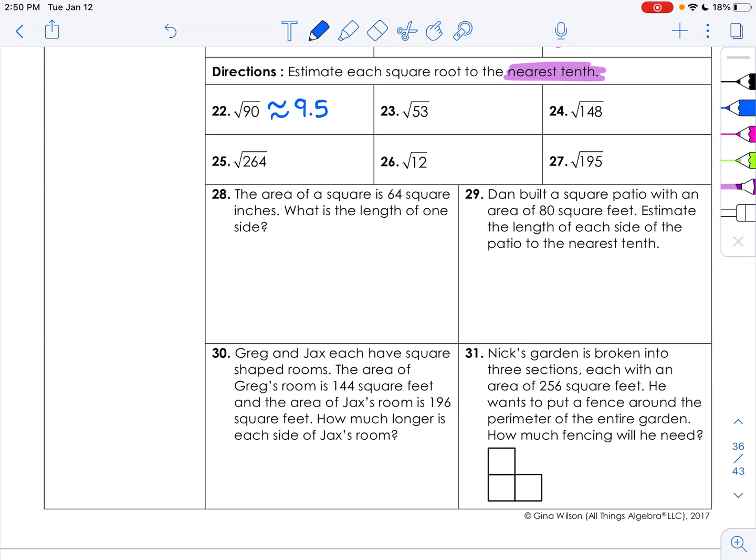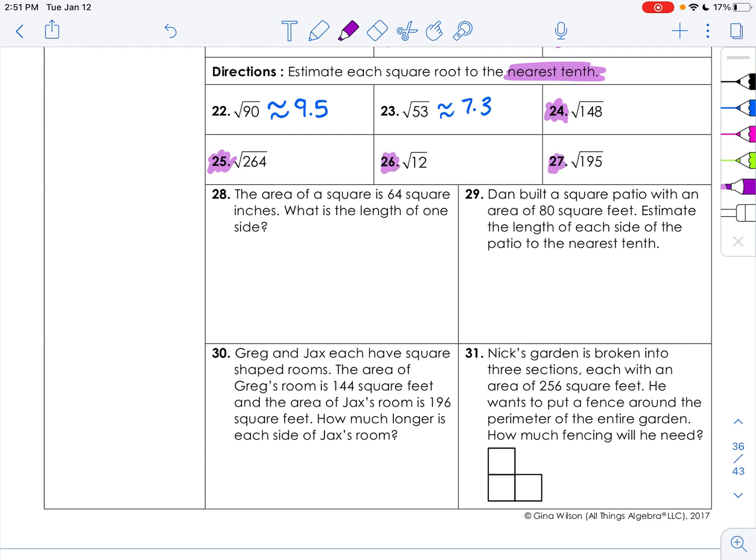Number 23. Go ahead and type in your calculator the square root of 53. Again, it's not a perfect square, so we get a really long decimal. And to round to the nearest tenth, we need the 7.28. So the 8 will tell the 2 to go up to a 3 for a final answer of 7.3. But again, it's not exactly 7.3 since we rounded, so we want to use the about equals sign. Go ahead and highlight 24 through 27.